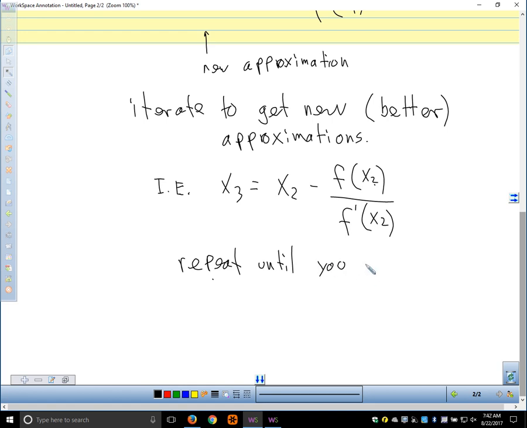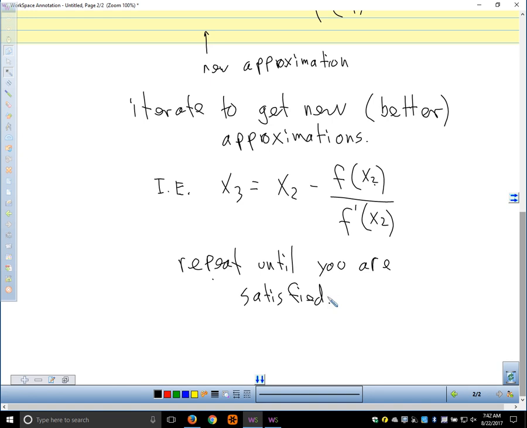I'm going to say satisfied. Satisfied with the accuracy, that's what I mean there, or your accuracy satisfies some condition. Now, if you make your initial guess x1, if that's quite a ways from a 0, it might take quite a few iterations to get close. But if you're pretty close to your 0, it should happen pretty quickly.